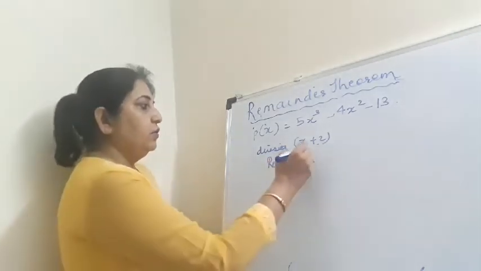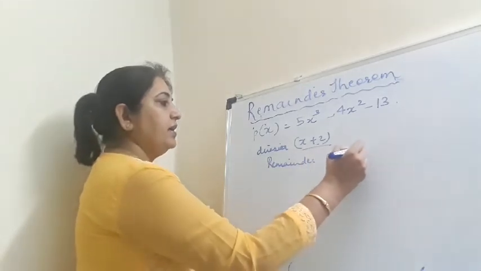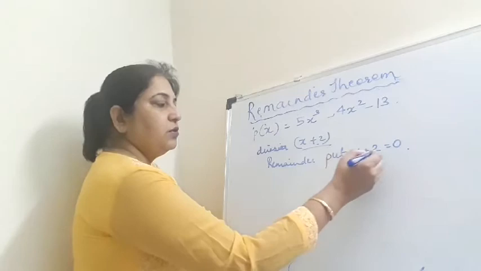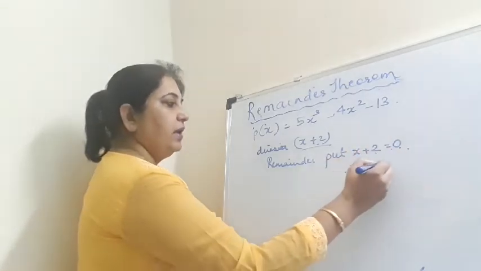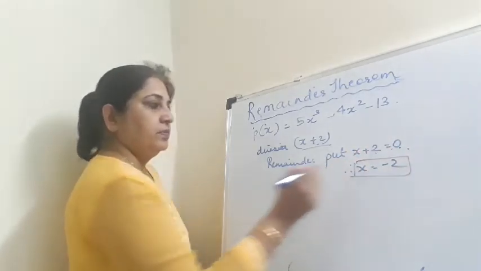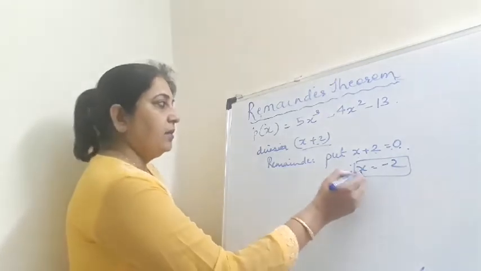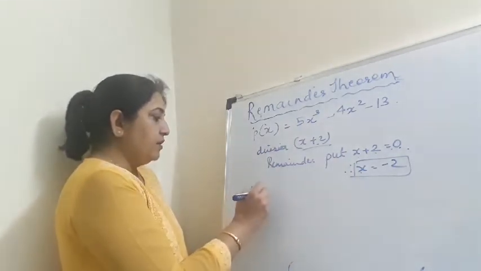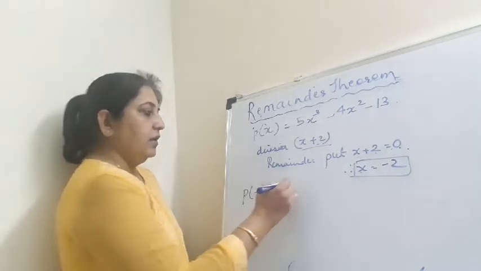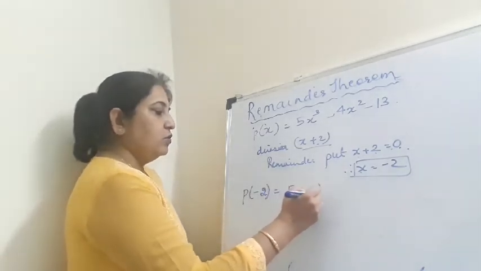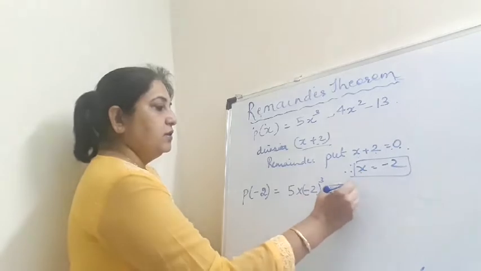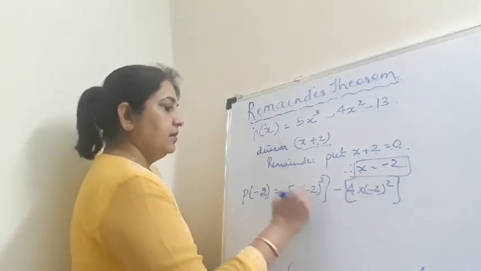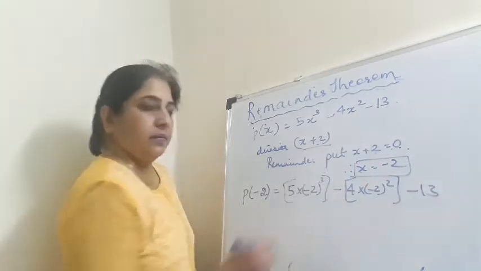So what we will do is put x plus 2 equal to 0. When x plus 2 is equal to 0, x will be equal to minus 2. Now this value of x I am going to substitute in the given polynomial. So P(minus 2) will be equal to 5 into (minus 2) the whole cube, minus 4 into (minus 2) the whole square, and minus 13.